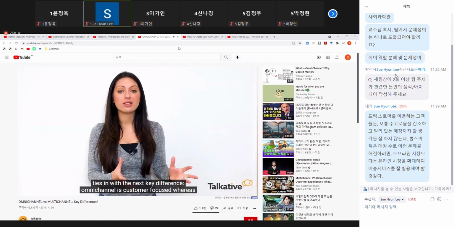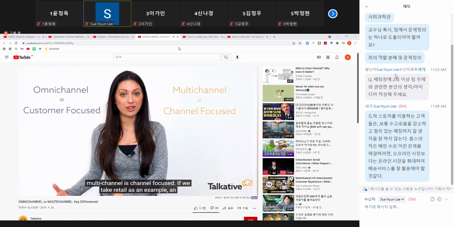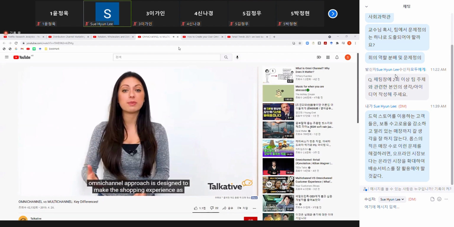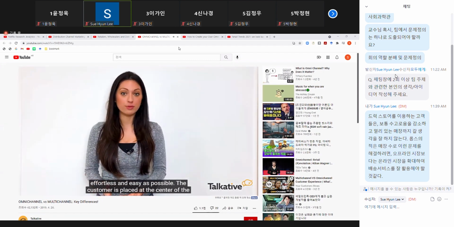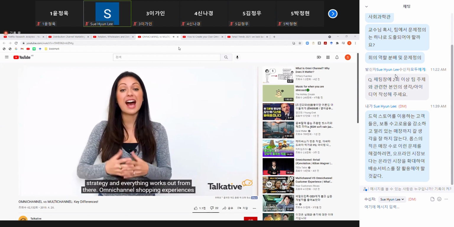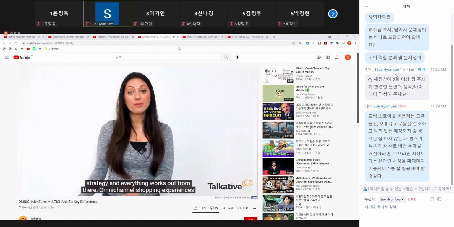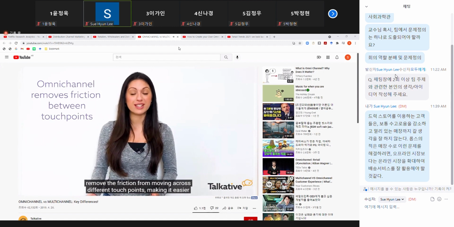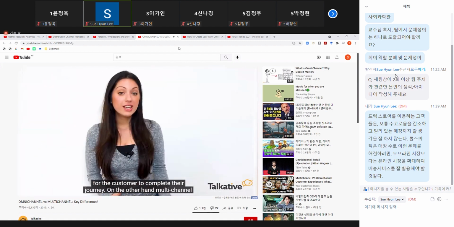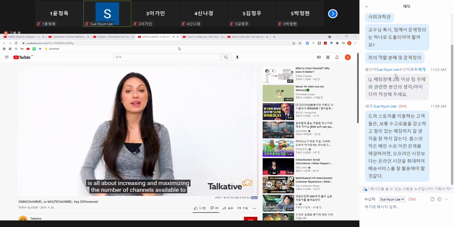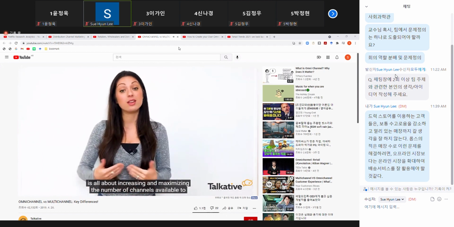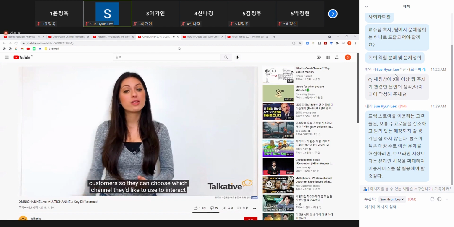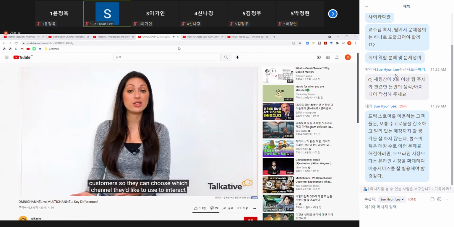Omni-channel is customer-focused, whereas multi-channel is channel-focused. If we take retail as an example, an omni-channel approach is designed to make the shopping experience as effortless and easy as possible. The customer is placed at the center of the strategy, and everything works out from there. Omni-channel shopping experiences remove the friction from moving across different touchpoints, making it easier for the customer to complete their journey. On the other hand, multi-channel is all about increasing and maximizing the number of channels available to customers, so they can choose which channel they'd like to use to interact with or contact the brand.